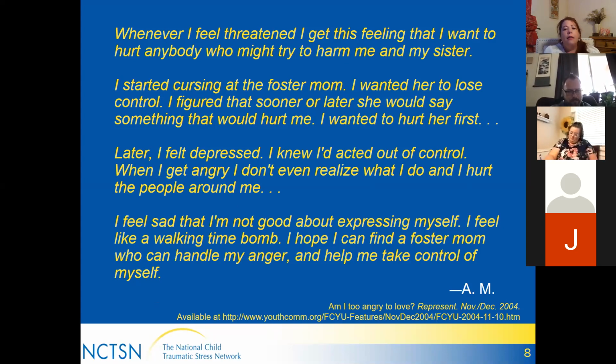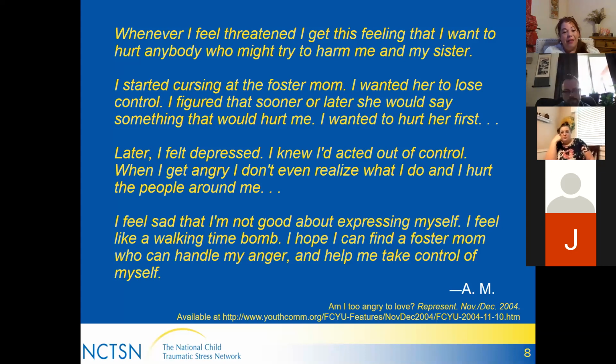I start cursing at the foster mom. I want her to lose control. I figured that sooner or later she would say something that would hurt me. I wanted to hurt her first. Later, I felt depressed. I knew I acted out of control. When I get angry, I don't even realize what I do, and I hurt the people around me. I feel sad that I'm not good about expressing myself. I feel like a walking time bomb. I hope I can find a foster mom who can handle my anger and help me take control of myself.